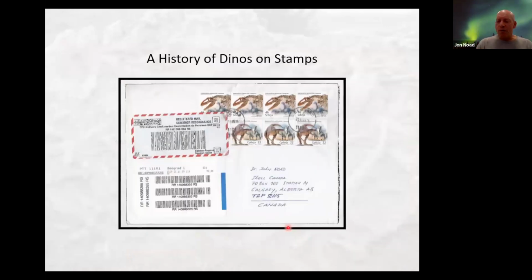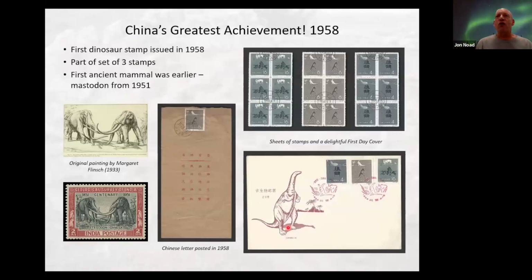So we're going to move on now to talk about a history of dinosaurs on stamps. We're going to go back to China's greatest achievement, and that greatest achievement is that they issued the first ever dinosaur on a stamp. So well done, China. Despite all the other things that we're not so sure about, you did dinosaur stamp enthusiasts a great favor.